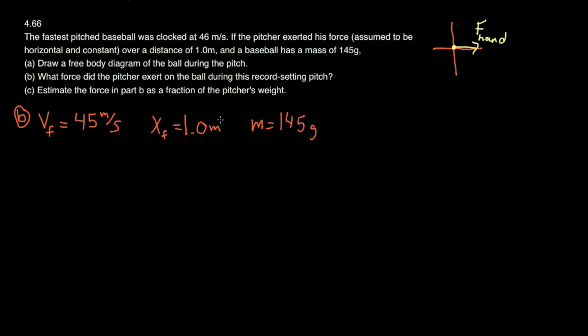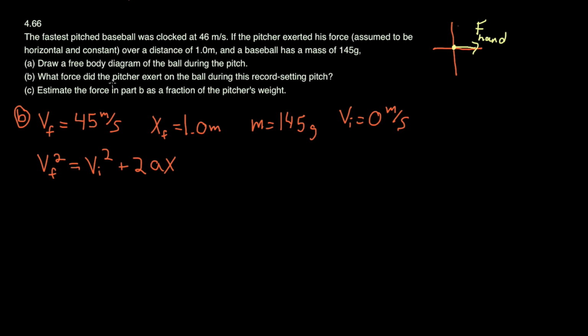Okay. And another thing that we know from this problem is the initial velocity, right? We know that this ball had to start from rest. So V initial is going to be equal to 0 meters per second. So one of the equations that we learned from last chapter was an equation that related velocity and distance. So let's pull that one out. Vf squared, the final velocity, is going to be equal to the initial velocity squared plus 2 times the acceleration times the distance.